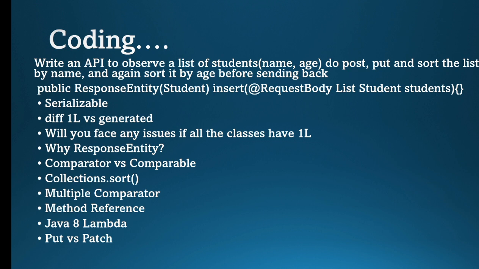So this is the sample code that has been sent to us, and then serializable, what's the difference, the long one, and what's the generated serialization UID. Will you face any issues if all the classes have the same serialization version ID? Yes, we have some issues with that as well. Why response entity, comparator versus comparable, collection dot sort, multiple comparator, method reference, Java 8 lambda, put versus patch. So these are the cross questions that might have been asked here on the given piece of code.